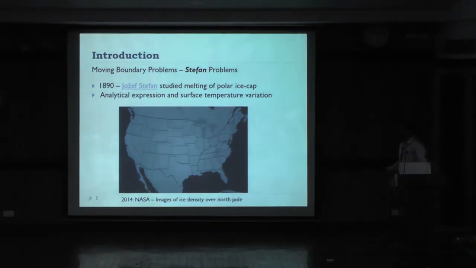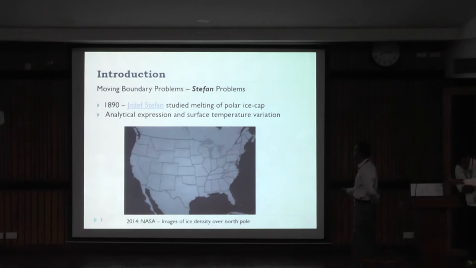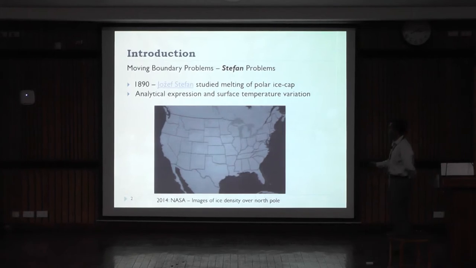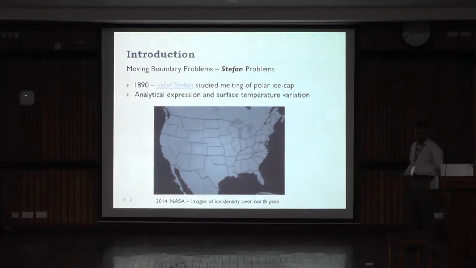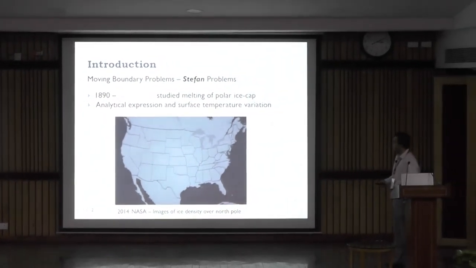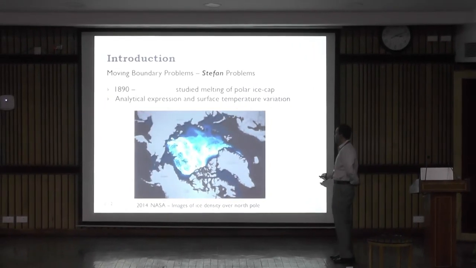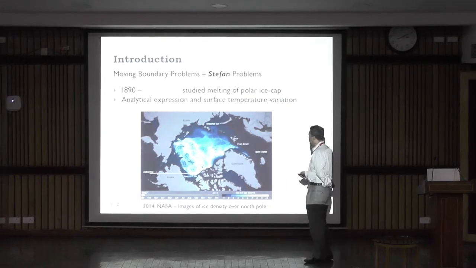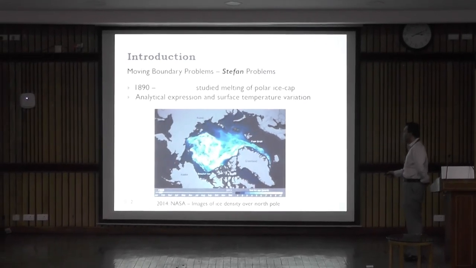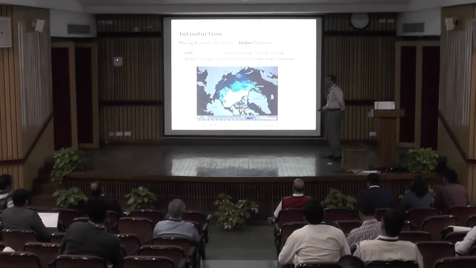Okay, so this phase change problem, especially from solid to liquid, actually started in 1890 when Professor Stefan did some analysis on this solid-liquid phase change. Now the interesting part is that due to global warming, some of this ice is melting into water. And we want to investigate how fast this ice is melting and how long it will take to melt completely.